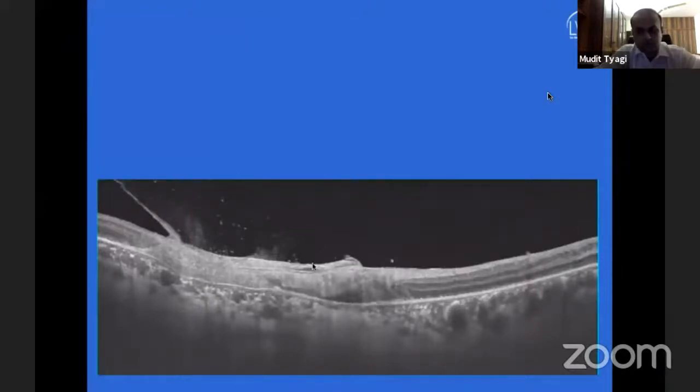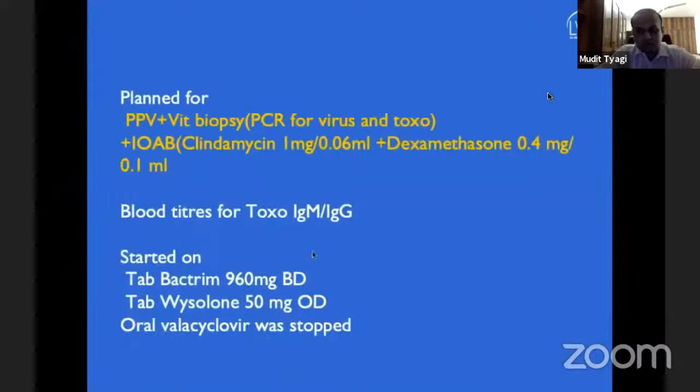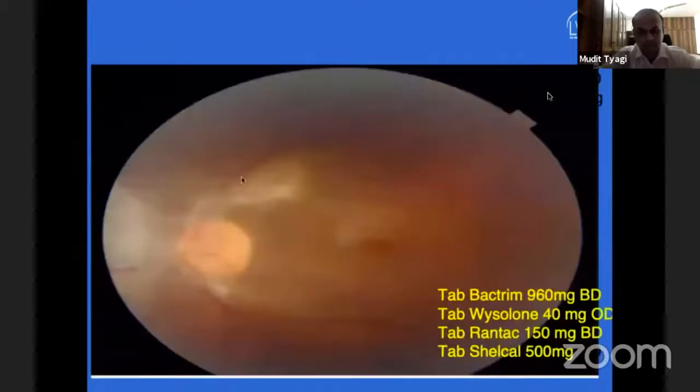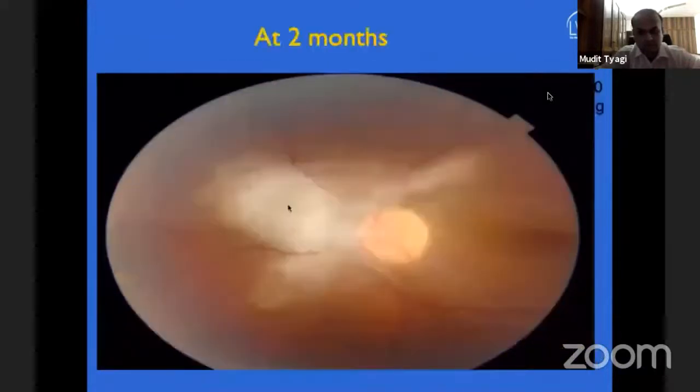And we have seen this sort of vitreous adhesion very commonly in our toxoplasmosis cases. So we started this patient on treatment for ocular toxoplasmosis, though we also did a vit biopsy and a vitrectomy and gave intravitreal clindamycin at the same time. PCR reports were negative for HSV as well as CMV, but were also negative for toxoplasma. But after starting that patient on treatment with clindamycin, the lesion started regressing. And so we continued the patient on Bactrim DS. And at 2 months, most of the lesions had completely regressed.